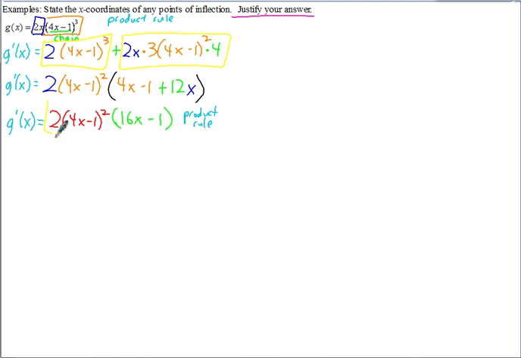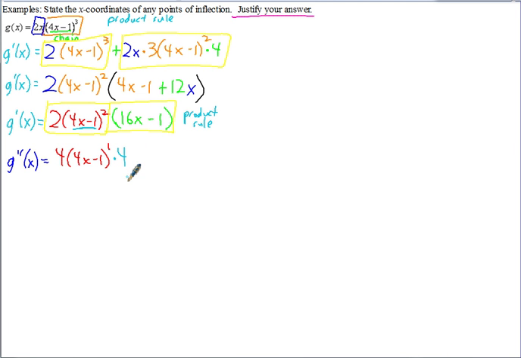Treating 2(4x - 1)^2 as your first function and 16x - 1 as the second function, multiply together. So g''(x), using the product rule, would be the derivative of the first one. Using the power rule, that'd be 4(4x - 1) to the first, but we also need the chain rule on that because there's a function inside, 4x - 1. So that'd be times the derivative inside, which is 4.